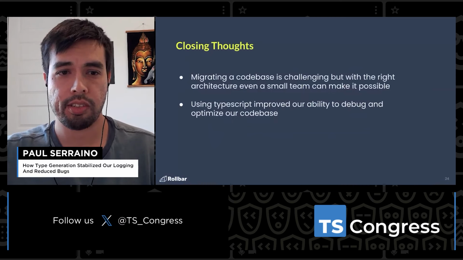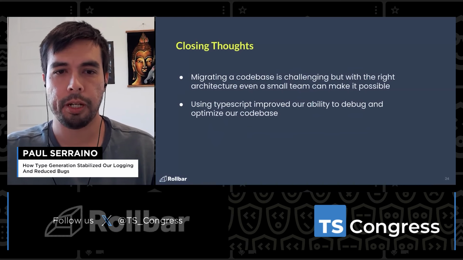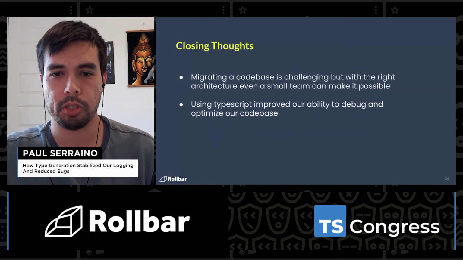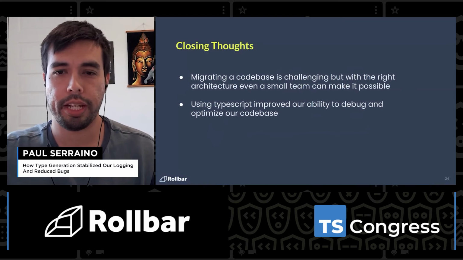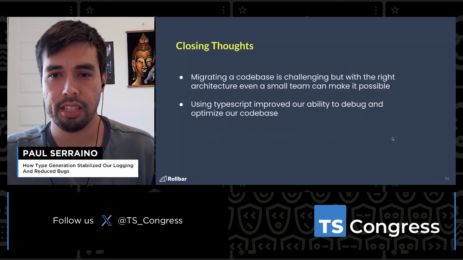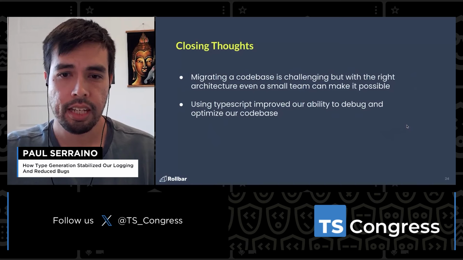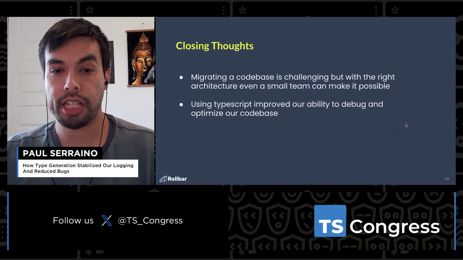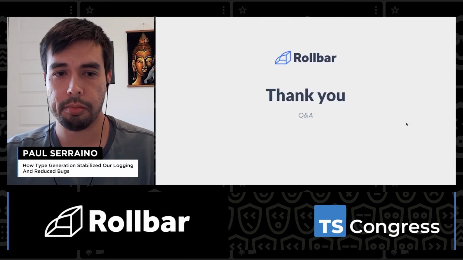Some of my closing thoughts are: migrating a monolithic code base is challenging, but with the right architecture, even a small team can make it possible. We benefited a lot from setting up those internal endpoints and simply using GraphQL as a proxy to our internal API. And overall, TypeScript improved our ability to debug and optimize our code.